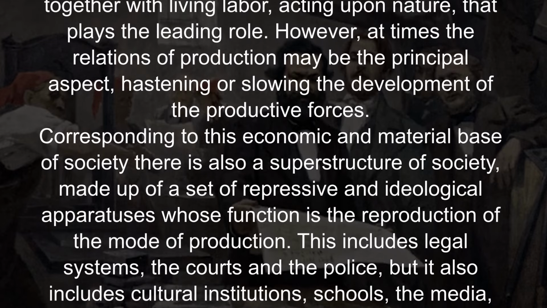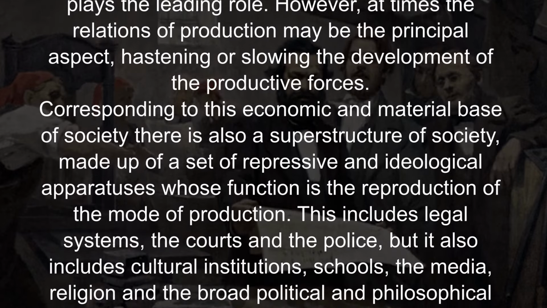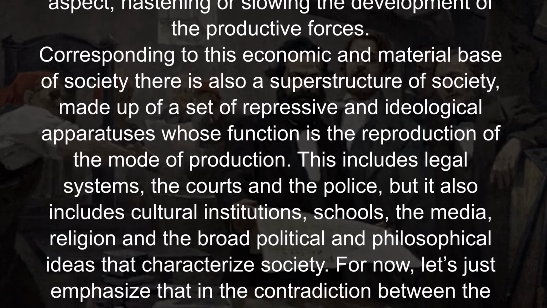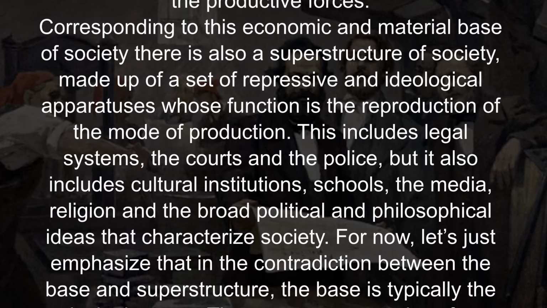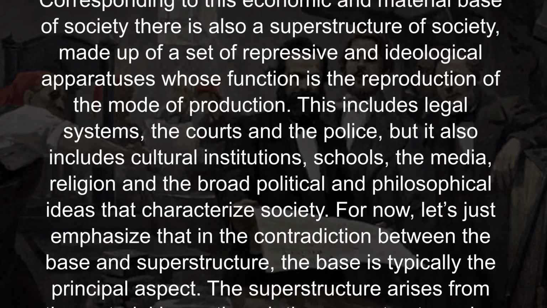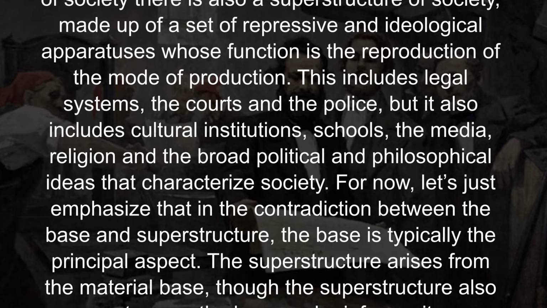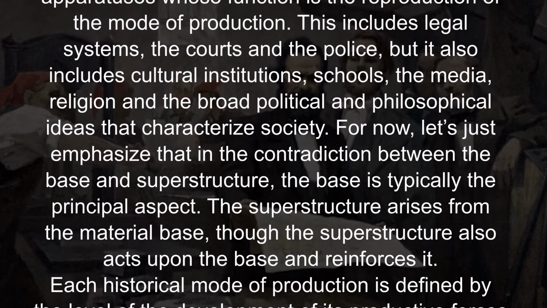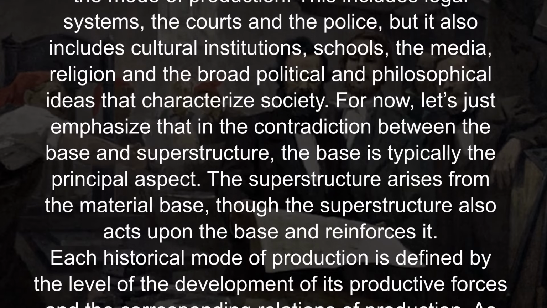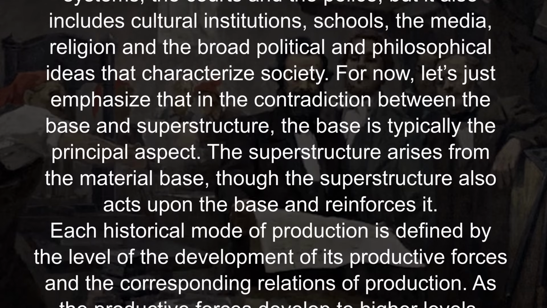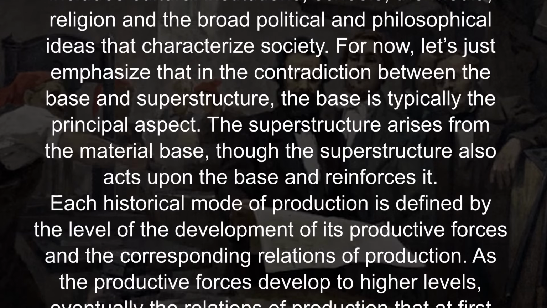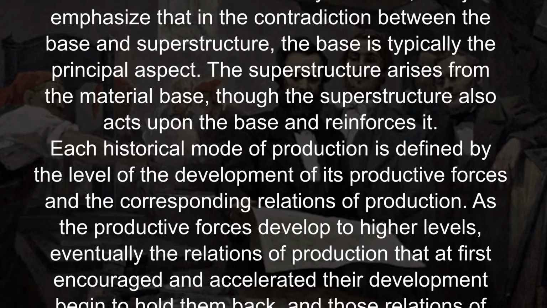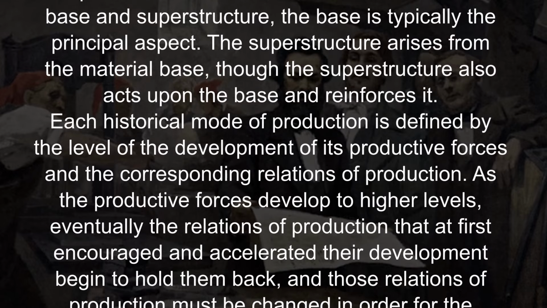Corresponding to this economic and material base of society, there is also a superstructure of society, made up of a set of repressive and ideological apparatuses whose function is the reproduction of the mode of production. This includes legal systems, the courts and the police, but it also includes cultural institutions, schools, the media, religion, and the broad political and philosophical ideas that characterize society. For now, let's just emphasize that in the contradiction between the base and superstructure, the base is typically the principal aspect. The superstructure arises from the material base, though the superstructure also acts upon the base and reinforces it.